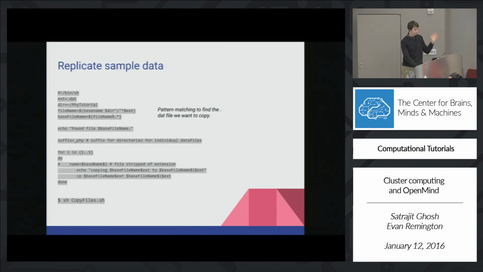We're going to copy the sample data and make 5 copies. One note here is that this interpreter designation is not necessary because we're running the script here using the sh command. The side note is that there's a bunch of different ways to get Linux to run shell scripts. This is just one of them. One note about what's happening here is that this is just some pattern matching to find the dat file that we want to copy. And then the rest of the script just does the copying.